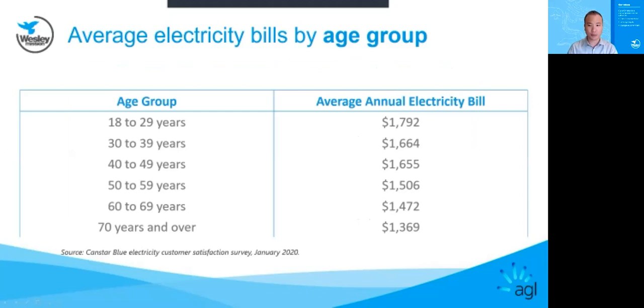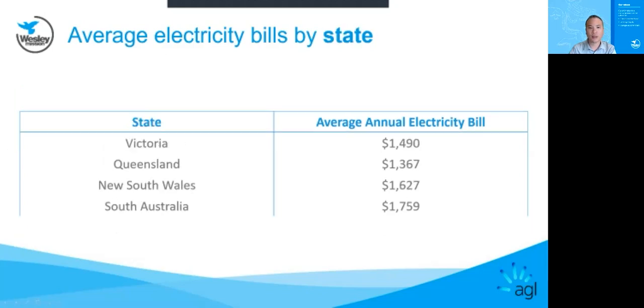And if you think about the age group, what does this tell you? It says the older you are, the less energy you spend. So if you think back to your household, think about the age makeup in your home. And for those of us who are in New South Wales, we pay more for South Australia, sorry. So if you're in South Australia, you're paying $1,759 average electricity. Sorry, Beth. Yes, I was thinking of you.